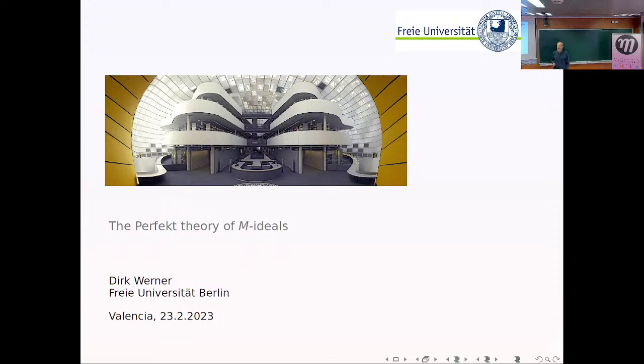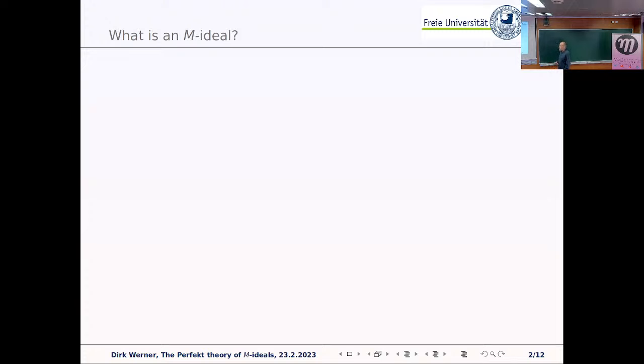So, this is not a typo, and although Centralblatt corrected this to the English word perfect, it is not meant to be the English word perfect, although it fits very well. So what are we talking about? M-ideals. What is an M-ideal?